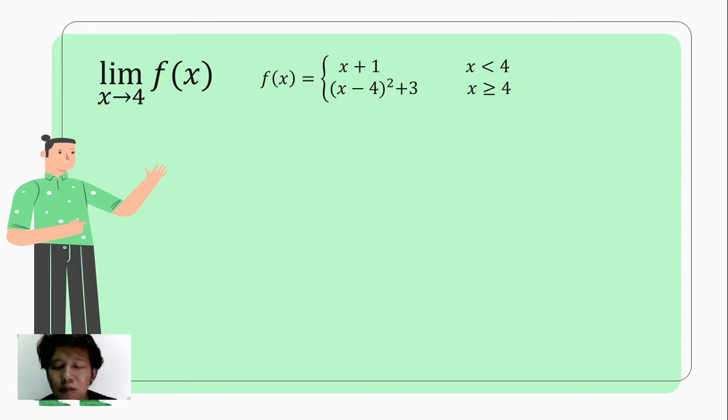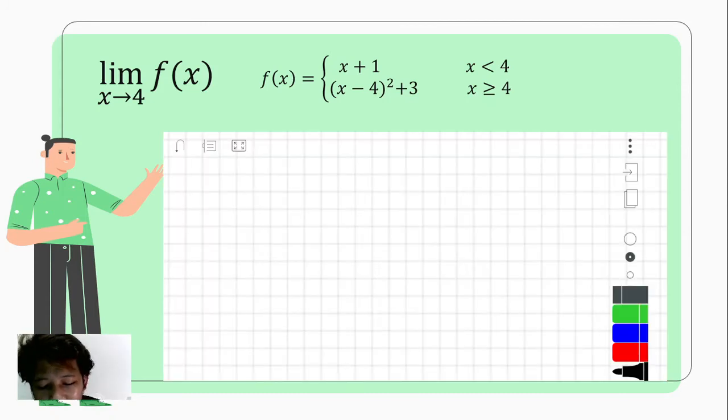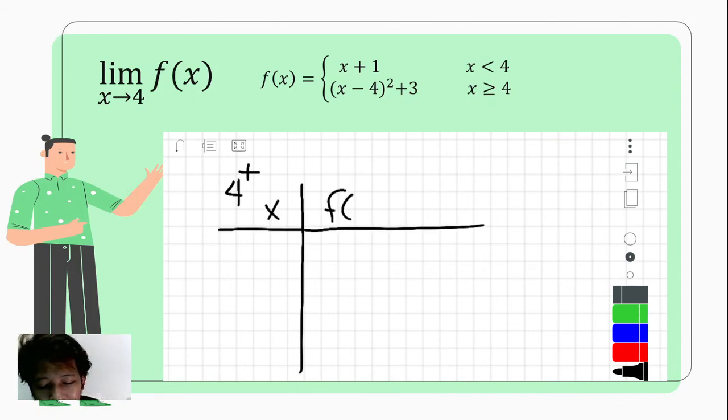So, tulad ng ginagawa natin before, we would have two tables. A table which illustrates values from the right of A, and the other one is a table which illustrates values from the left of A. Okay? So we have 4 here. So ang gagawin natin is from the right. So as x approaches 4 from the right, ano-ano ba yung mga values na yon? So we would have here from the right of 4, so that would be 5.